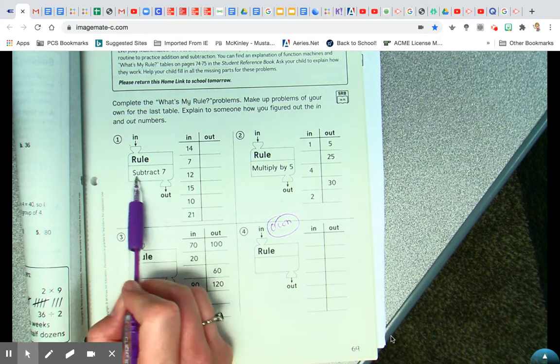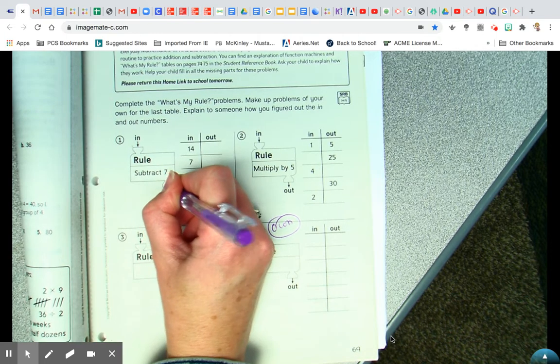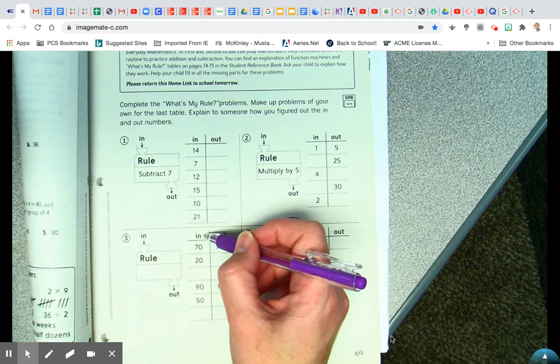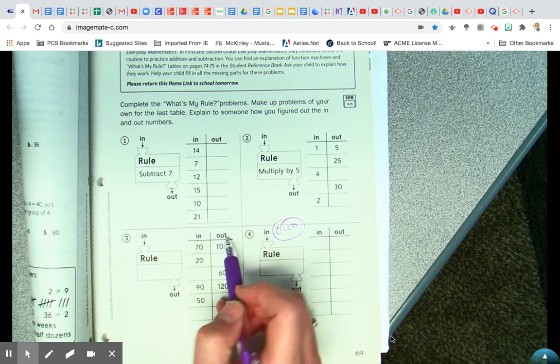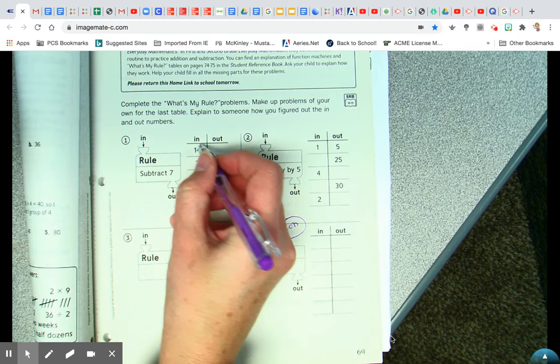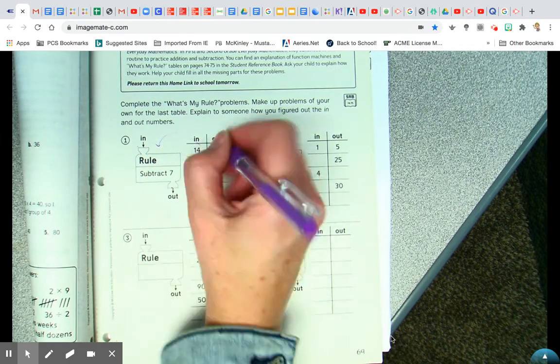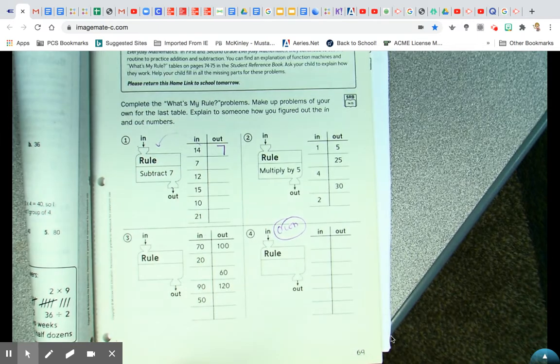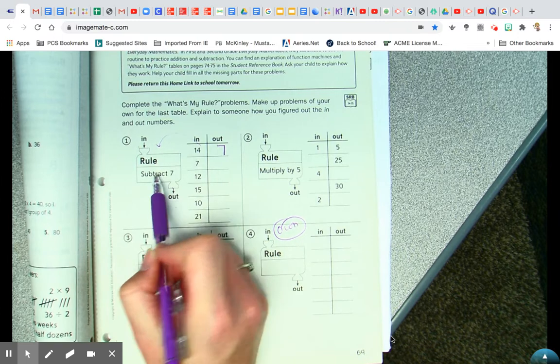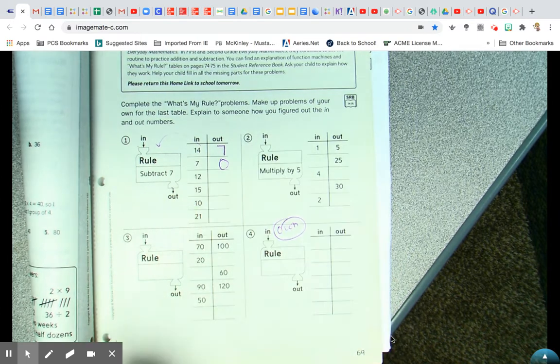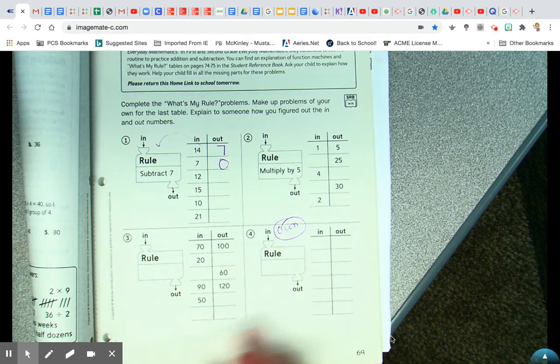Okay, so this one says subtract 7. Okay, and they have all the inputs there for you. And all you need to do is your output. So it would be 14 in, subtract 7. It's going to come out as a 7. Okay, if I put a 7 in there, subtract 7, it's going to come out as a 0. Okay, so you do that for all of those.